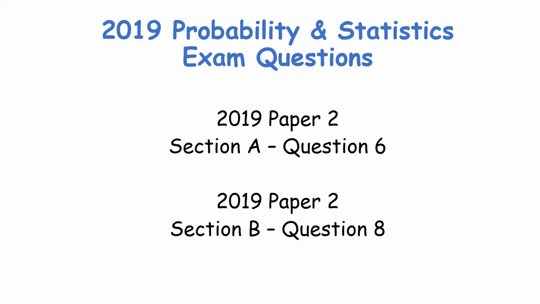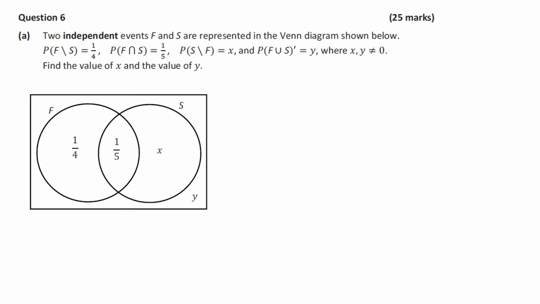Hi and welcome to this video where we're going to look at the 2019 probability and statistics exam questions. The two questions we're going to look at are both from the 2019 paper 2. The first one is section A, question 6, that's the probability question, and the second one is section B, question 8, and that is a statistics question, mostly an inferential statistics question. So let's jump straight into the probability question.